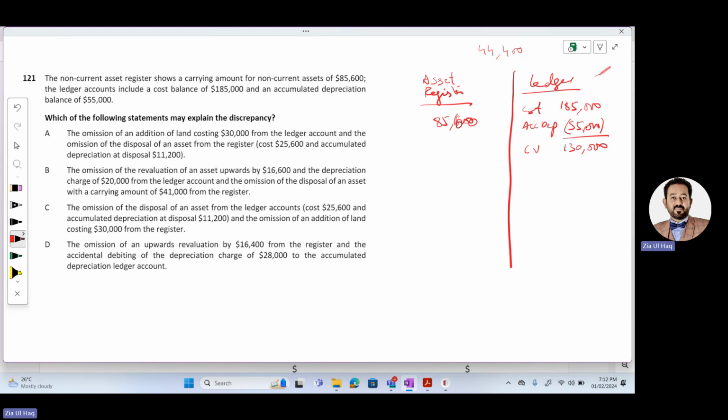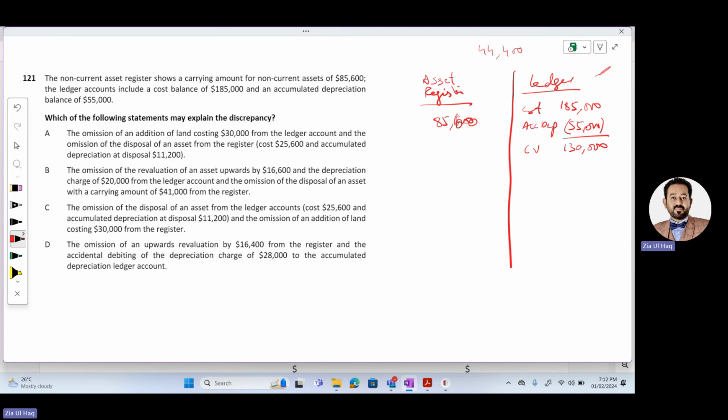B. The omission of the revaluation of an asset upward by 16,600. In revaluation we record the entry in the asset ledger. What is the accounting entry? Asset cost account debit, accumulated depreciation account debit, revaluation reserve credit. So this will even increase the difference in the ledger.